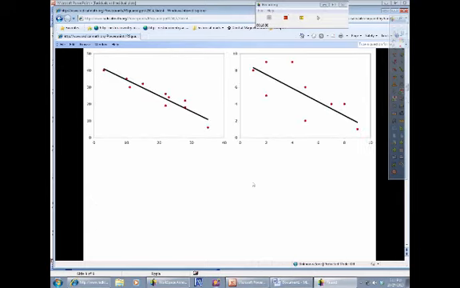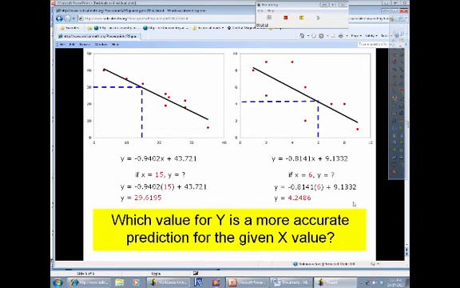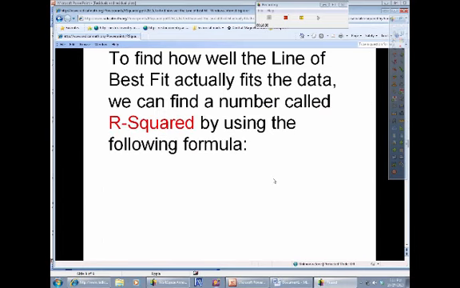Both of these are linear models. We want to know which one of these gives a more accurate prediction of y for the given x. Well, to find out how well the line of best fit actually fits the data, we can find a number called R squared by using the following formula.